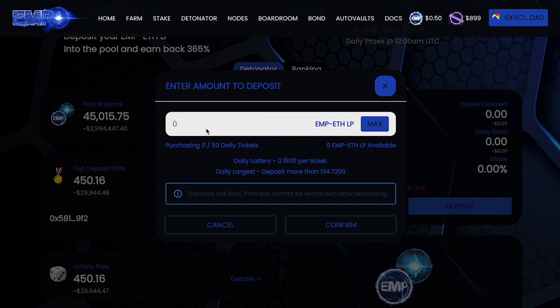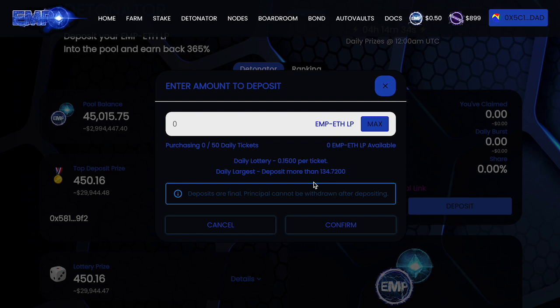And now we get into another thing that's probably the most exciting thing about the detonator altogether, and that is the daily lottery. You'll see here that it says daily lottery 0.15 per ticket. Now what that means is 0.15 LP. That's not 15 cents. That's 0.15. That's not really a cost per ticket because these are really a bonus, but you get one ticket for every 0.15 LP that you're depositing.